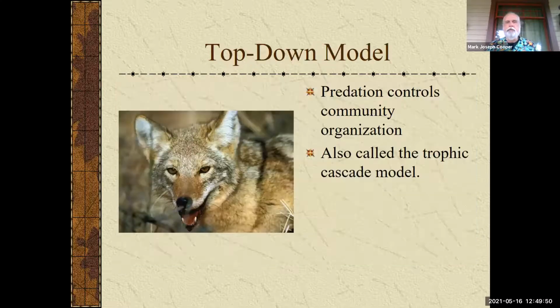In Walnut, the keystone species is the coyote. And again, it keeps them down. Predation controls community organization, also called the trophic cascade model. It is what we call a top-down model. In other words, the predator is managing this from the top.